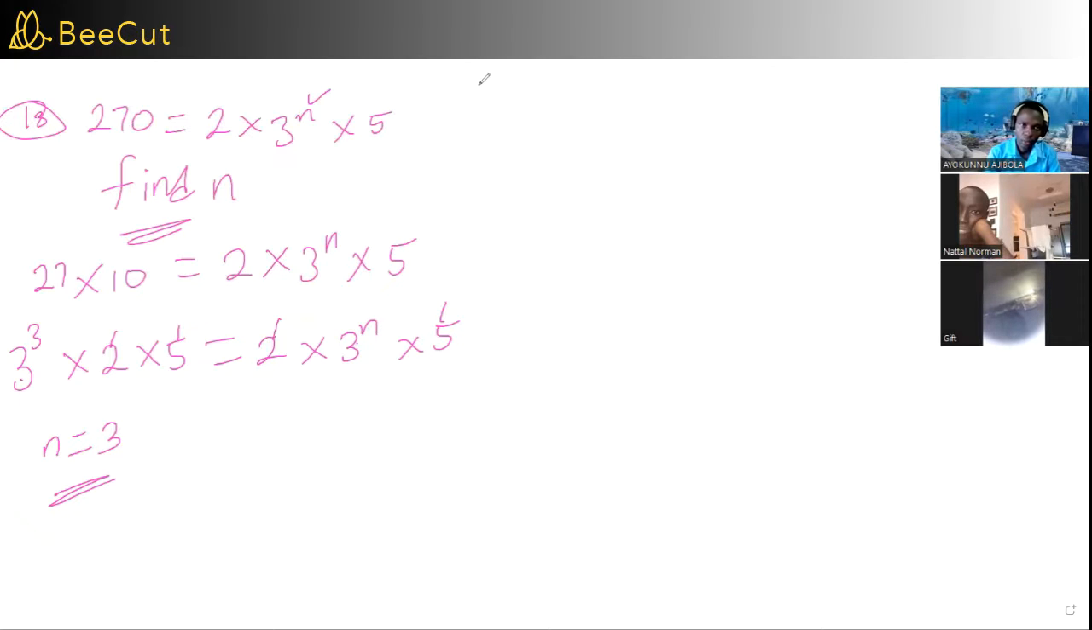Okay, let's look at a question here, number 14. Let's look at what that says. Question 14 says 5 times 8 raised to the power 3n plus 1 equal to 80.